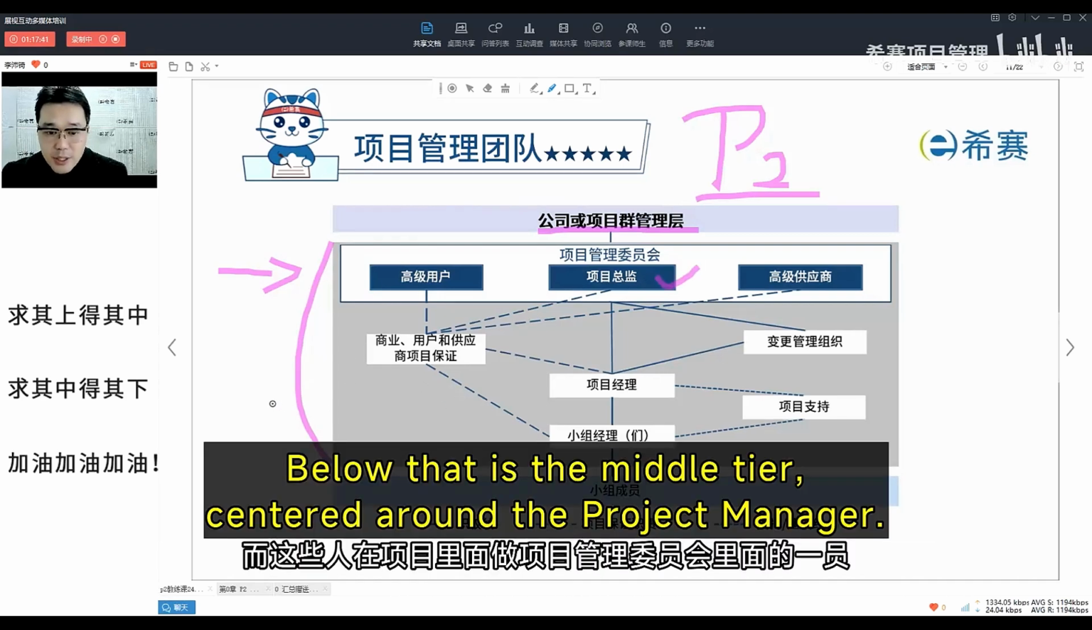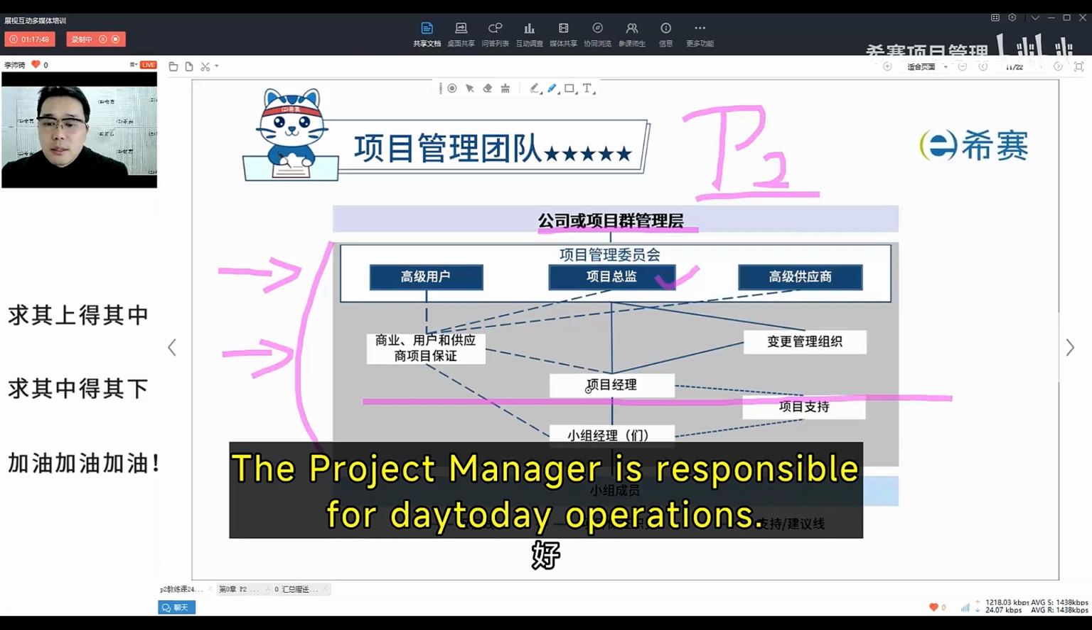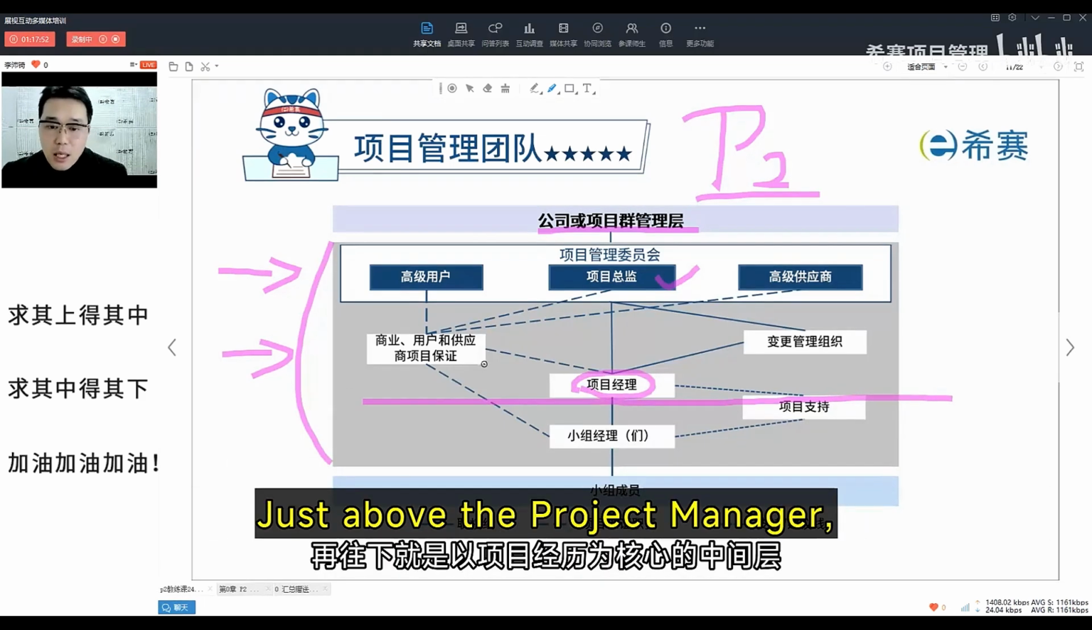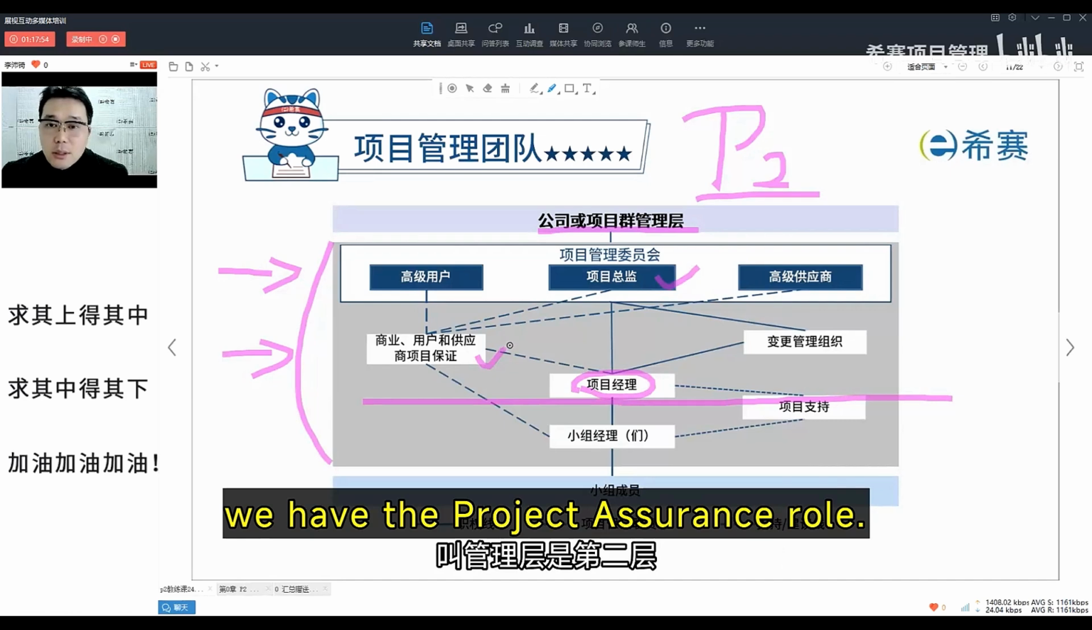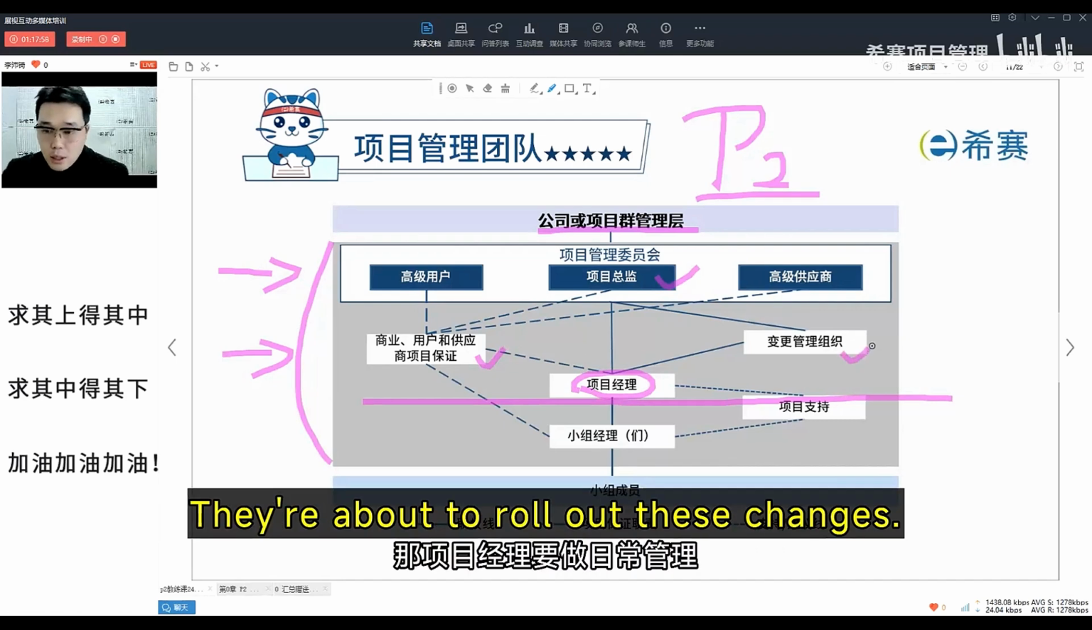Okay. Below that is the middle tier, centered around the project manager. This is the second tier, known as the management layer. The project manager is responsible for day-to-day operations. Just above the project manager, we have the project assurance role. Then there's the change management team. They're about to roll out these changes.